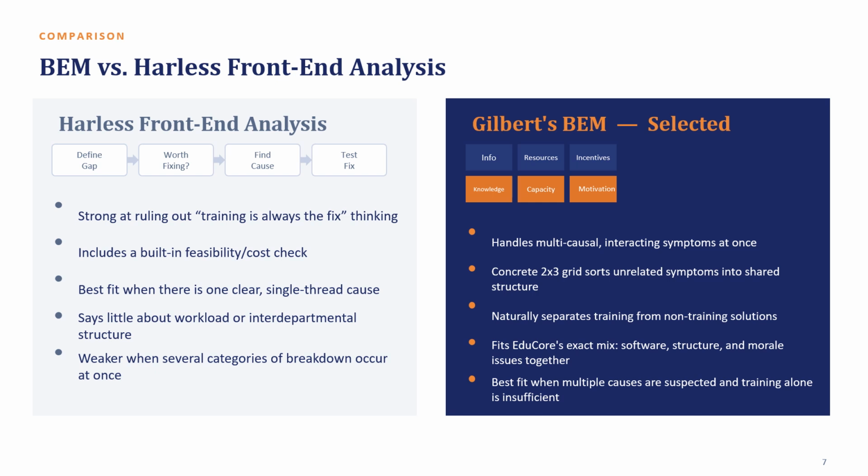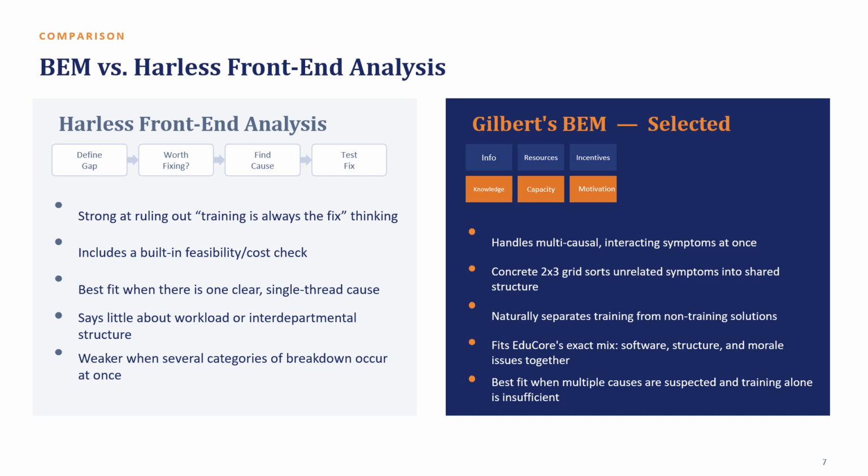When I compare the BEM model to Harless front-end analysis, the Harless front-end analysis requires us to define the gap, determine if it's worth fixing, find the cause, and eventually test and fix the problem. So it is very systematic. It is strong at ruling out the "training is always the fix" thinking. It includes a built-in feasibility check. It is the best fit when there is one clear single-thread cause. It says very little about workload, and it is weaker when several categories of breakdown occur at once.